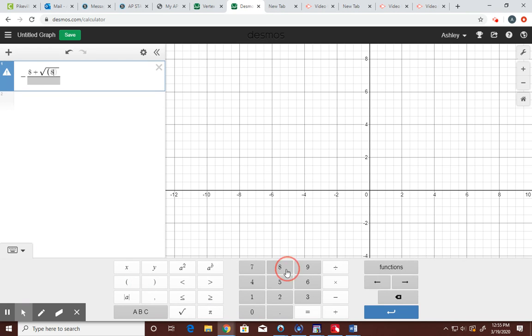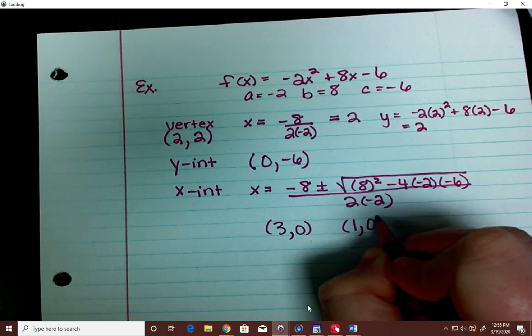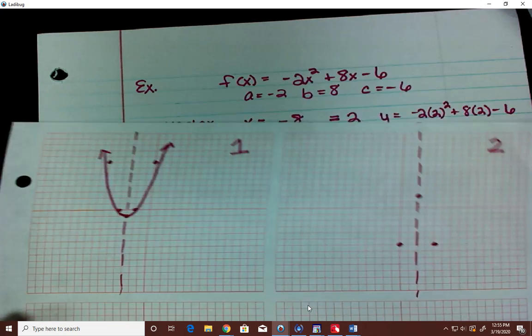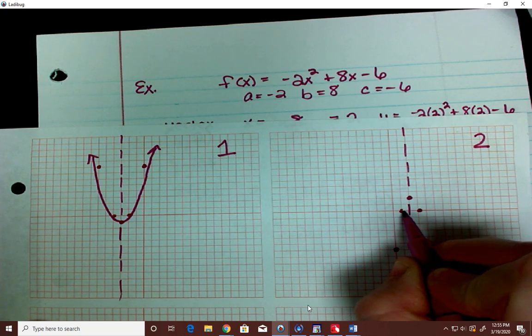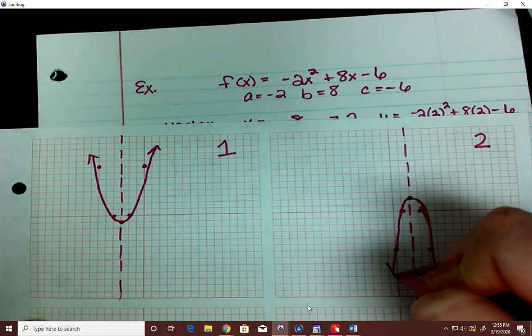I'm putting in my parentheses. And so there I get 3. I'll go ahead and do this one. And 1. So I get 3 and 1. So 3, 0, and 1, 0. So I'll plot those points. 3, 0, and 1, 0. And then I'm going to miss that one a little bit. Draw my parabola.